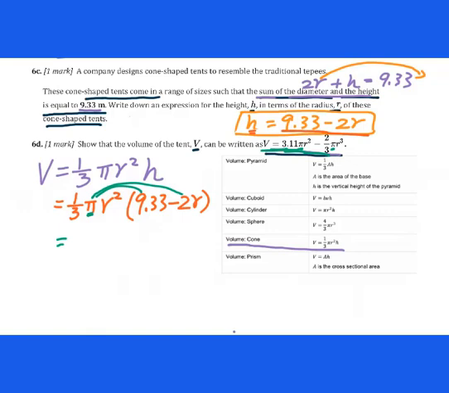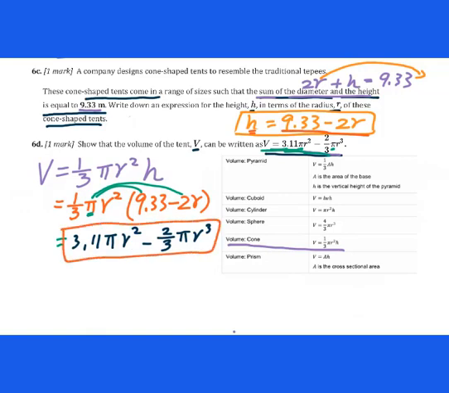So we do 3.11 pi r squared minus 2/3 pi r to the third power after we did the distributive property. Then we finish this question. It shows how we get this formula.